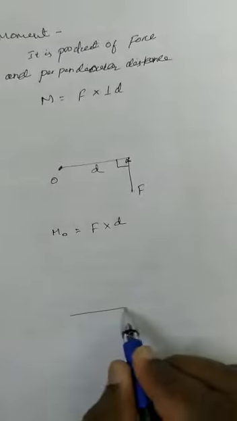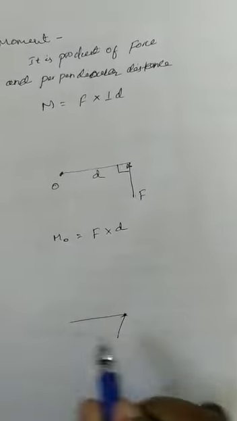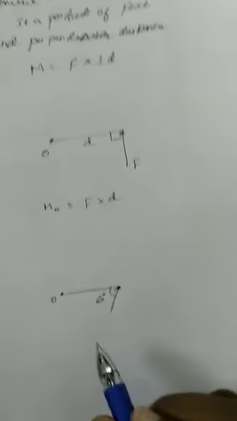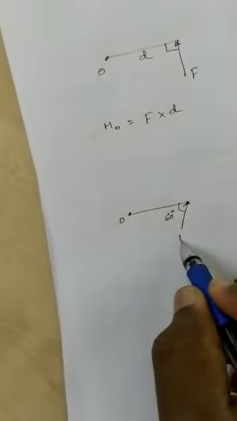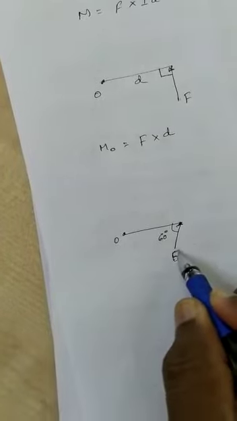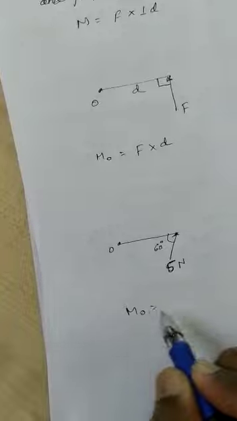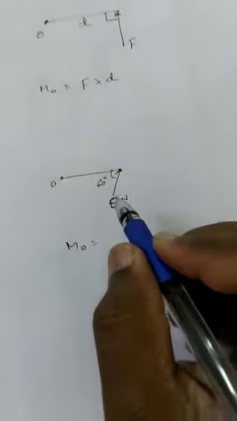For example, if you take again, this is the force, which has some inclination, 60 degrees. This is the O point. How do you calculate the moment? I will take this as 5 Newton. I want to calculate the moment at O point, but this is not a perpendicular distance here.